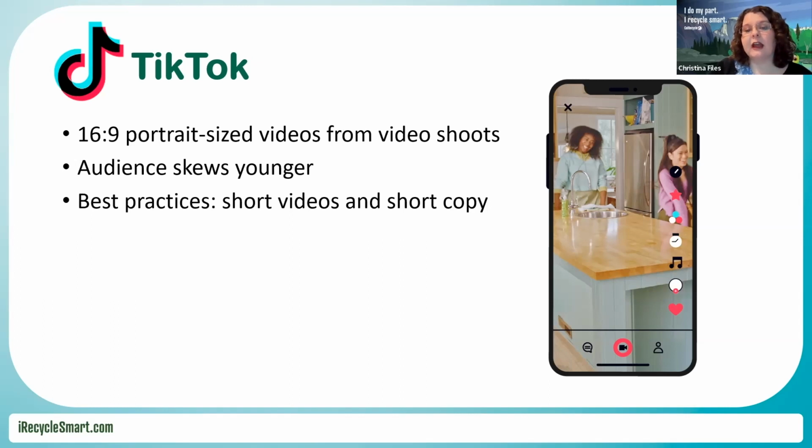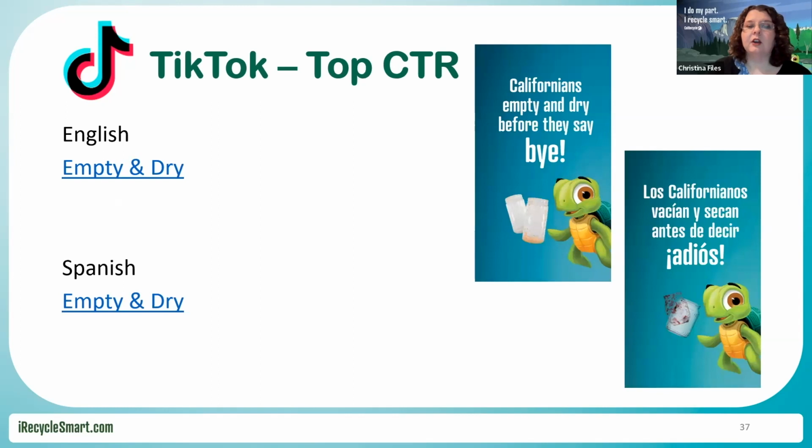Now, if you're familiar with our ads, which are on our website, iRecycleSmart.com, you're going to see that they're really high energy. They're very much styled in the style of Old Navy or Target, people that are dancing around the kitchen with upbeat music and a catchy jingle. And that works really, really well on TikTok. So we recommend on TikTok using short videos and short copy. We basically just took our campaign PSA videos and shrunk them down into the TikTok platform. Our top click-through rates were on the empty and dry messaging videos that we ran.